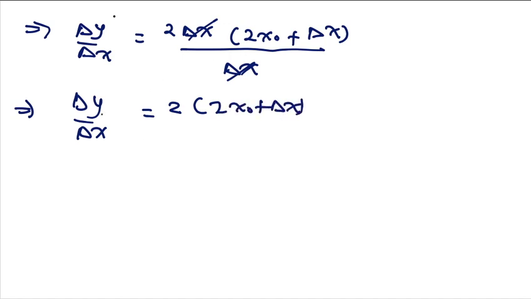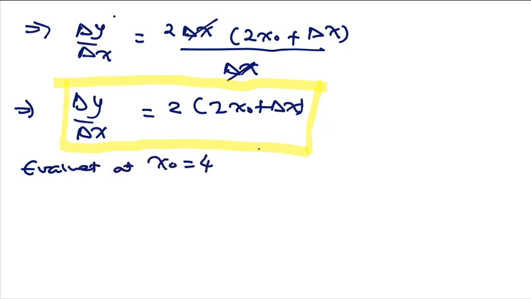Okay, now, so this is basically the expression for the difference quotient for expression 6. All right. So let's see. Once we have this answer, we need to evaluate it when x naught is equivalent to 4 and change in x equivalent to 5. Now evaluate at x naught equivalent to 4 and change in x equivalent to 5.